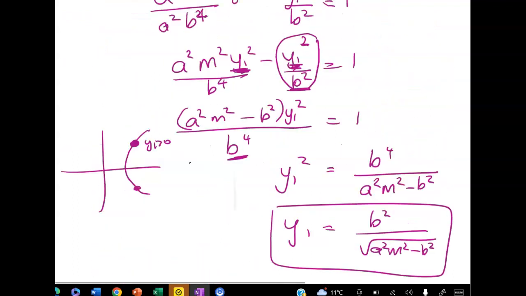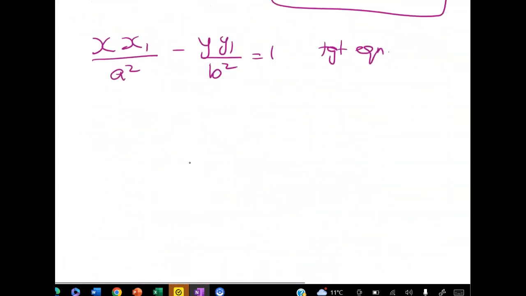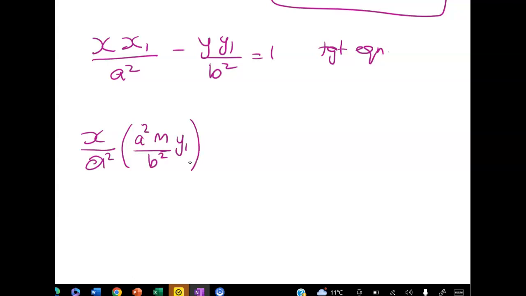And for x1, we've got this pretty straightforward value up here. Right, so we have x over a squared times a squared m over b squared y1 minus y1 over b squared y is equal to 1.